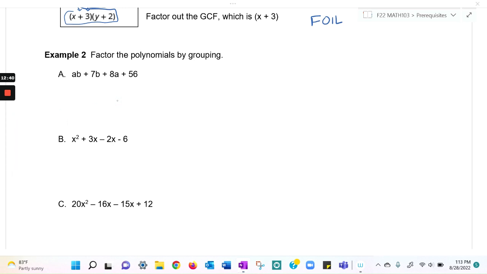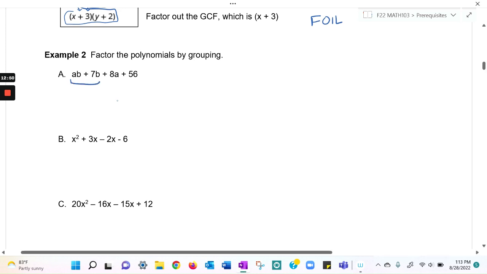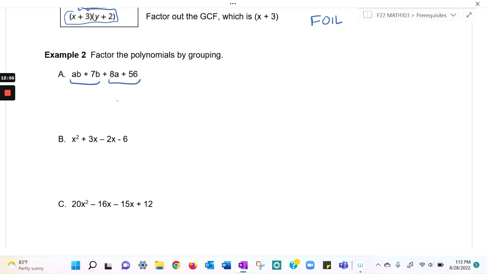Okay, so I think we're going to be okay leaving this polynomial ab plus 7b plus 8a plus 56 in this order, and just group the first 2 and the second 2. So when we group these first 2 terms, ab plus 7b, it's very similar to our example up there. B is common, and that's it. So we're going to factor a b out.